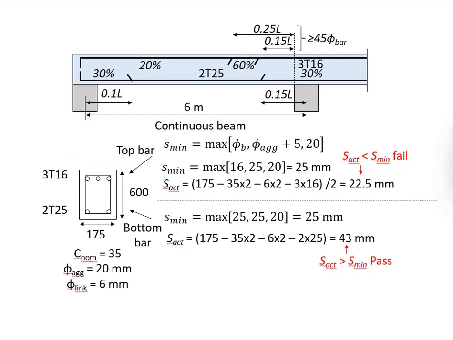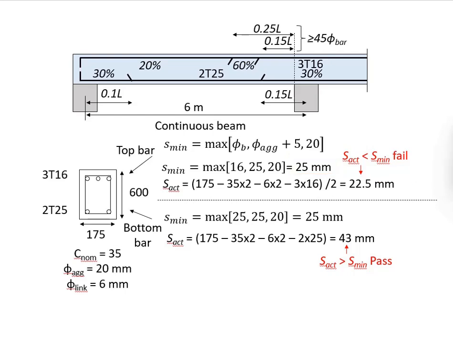In order to get the actual spacing, we take the width of the beam minus the cover from both sides, which is 35 times 2, minus the links from both sides, which is 6 times 2, minus 3 units of 16 mm diameter bar, which is 3 times 16. There are two spacings here. That's why the entire calculation needs to be divided by 2. The actual spacing is 22.5 mm. This is slightly smaller than the requirement of 25 mm. That means the requirement for the minimum bar spacing is not fulfilled.